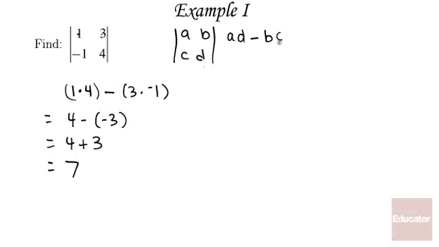So for a second order determinant, you just need to follow this formula. Pretty straightforward. Third order determinant, I have two choices. I can either use diagonals or I can use expansion by minors.